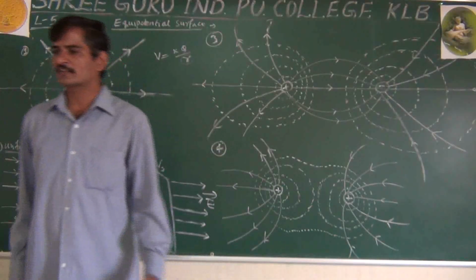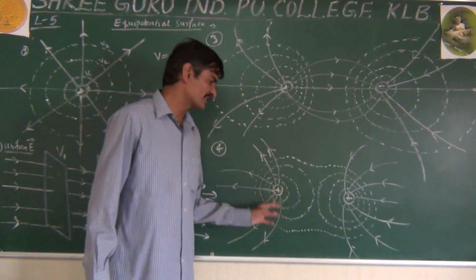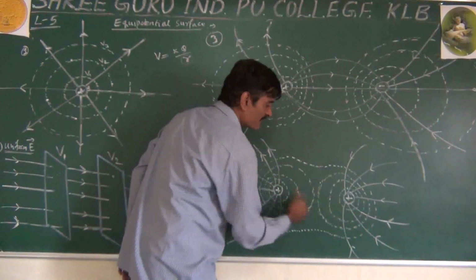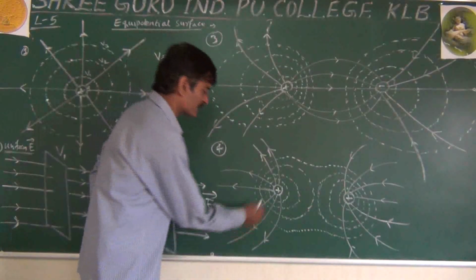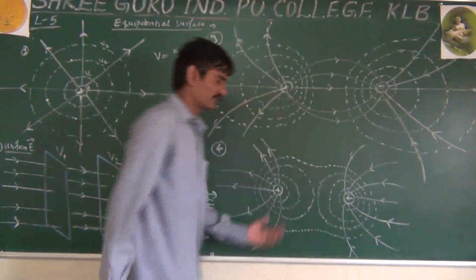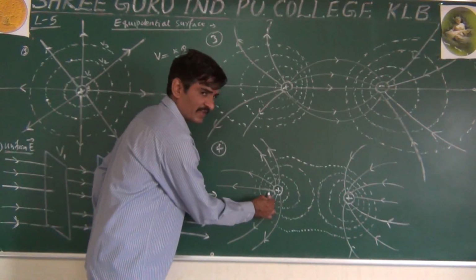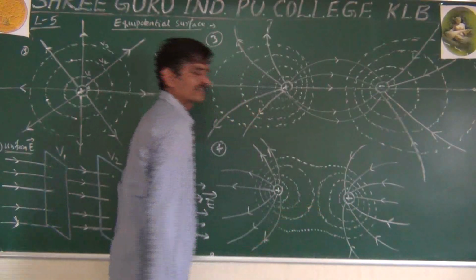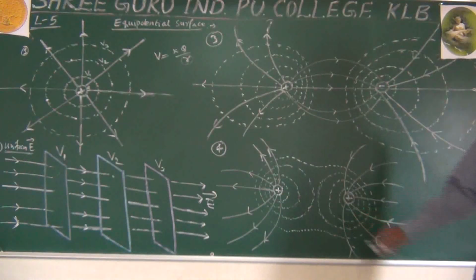For two equal charges, the equipotential surfaces are far away from each other in between the charges, whereas they are closer to each other outward from the charges, not in between. Outward from the charges the equipotential surfaces are closer, but in between the charges the distance between the equipotential surfaces is more. Understood the diagram? This is the equipotential surface for two similar charges.